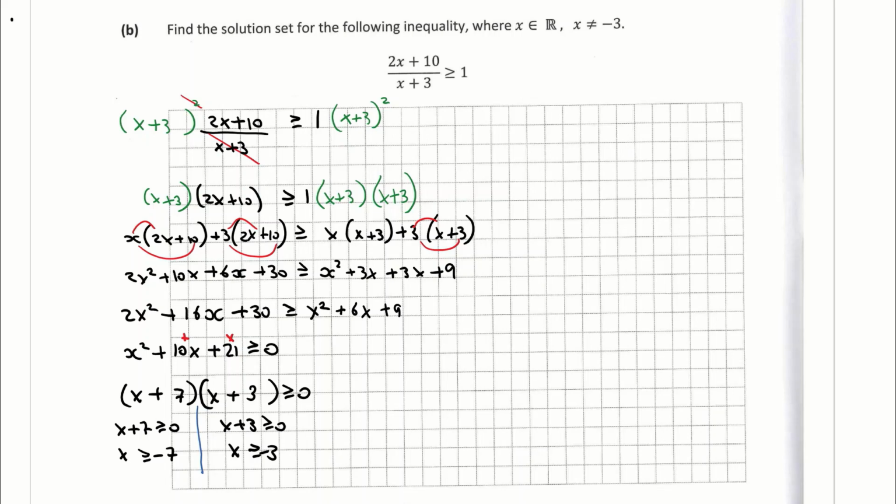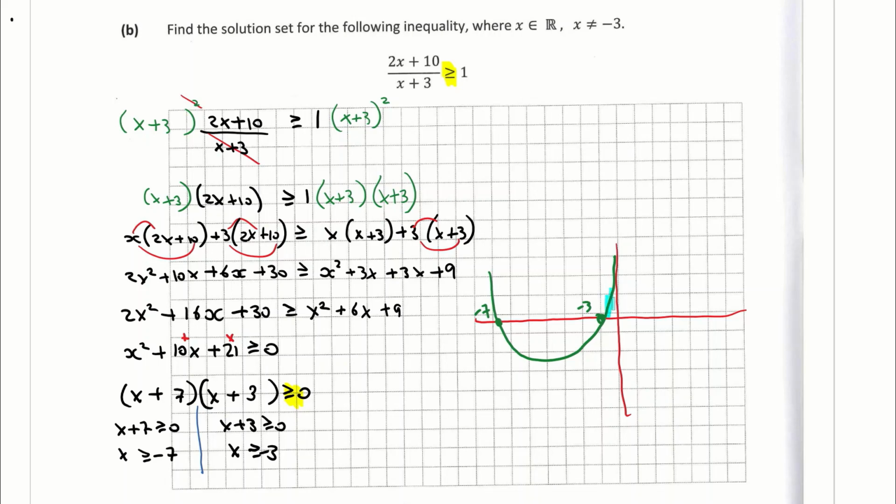So now let's have a look at what that looks like on a graph. I'm just going to do a quick sketch here of what this quadratic would look like. And it's at minus 3 and minus 7. So they're the solutions where it crosses the x-axis. Now the question does say where it's greater than 0. So that's above the x-axis.